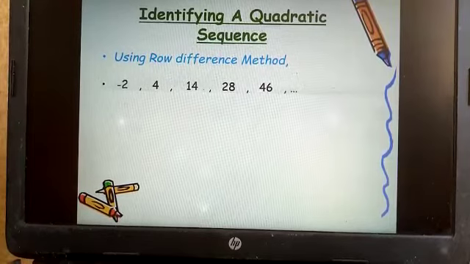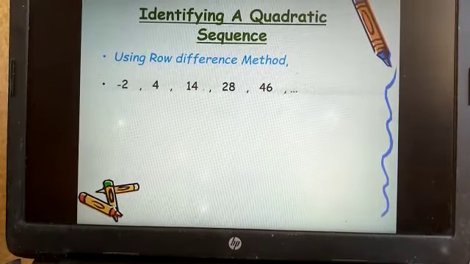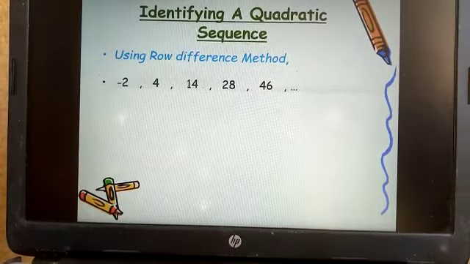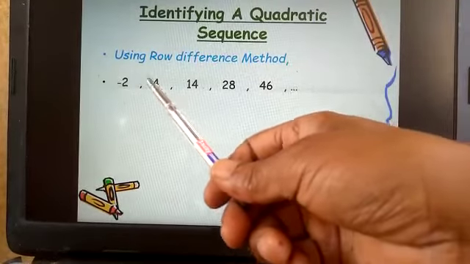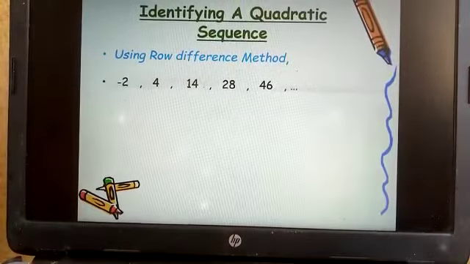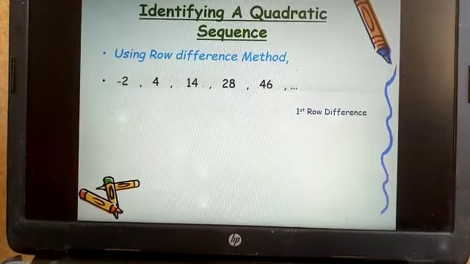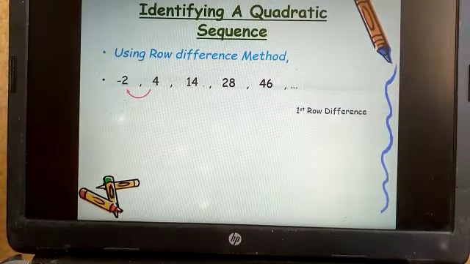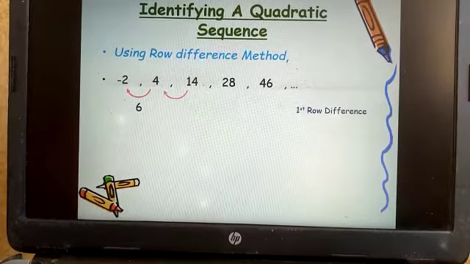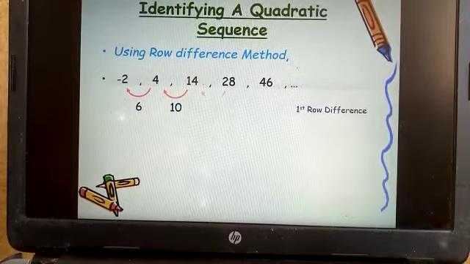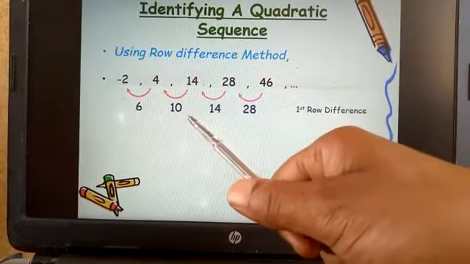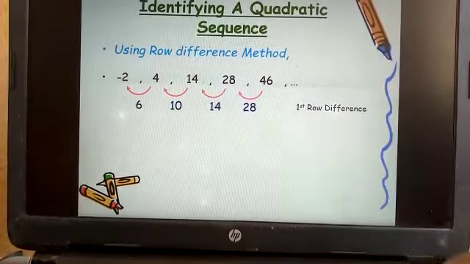In order to identify the quadratic sequence, you need to use the row difference method. And how do you compute the row difference? It is the upper term minus the lower term, in that order. So, the first row difference is given by 4 minus 2, which is 6, 14 minus 4, 10, 28 minus 14, in that order. Therefore, 6, 10, 14, 28 is the first row difference.